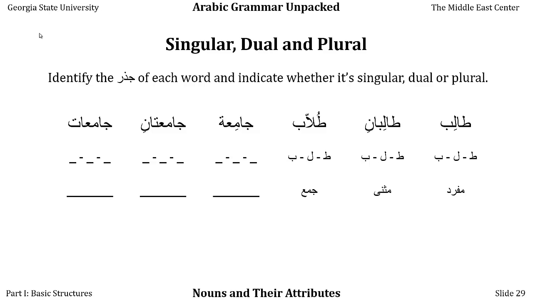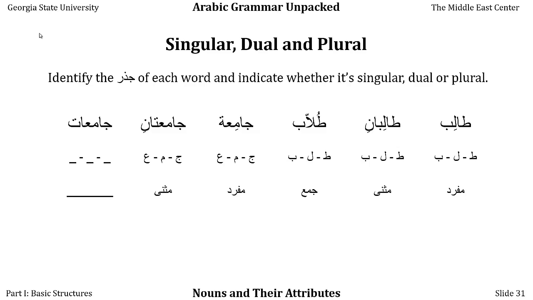If we look at jami'a, university, it's got the jim, mim, ayn, the gathering root, but it is singular, mufrad. You may also be aware that it's feminine in gender. Why? Because it ends in ta marbuta. If we have jami'atan, notice that the ta marbuta, the tied up ta, becomes untied and becomes a regular ta when it's no longer the last letter in its word. So jami'atan has the same root, jim, mim, ayn, but it's muthanna, it's dual, and it's easy to recognize because it has the an ending. So jami'atan by itself means 2 universities.